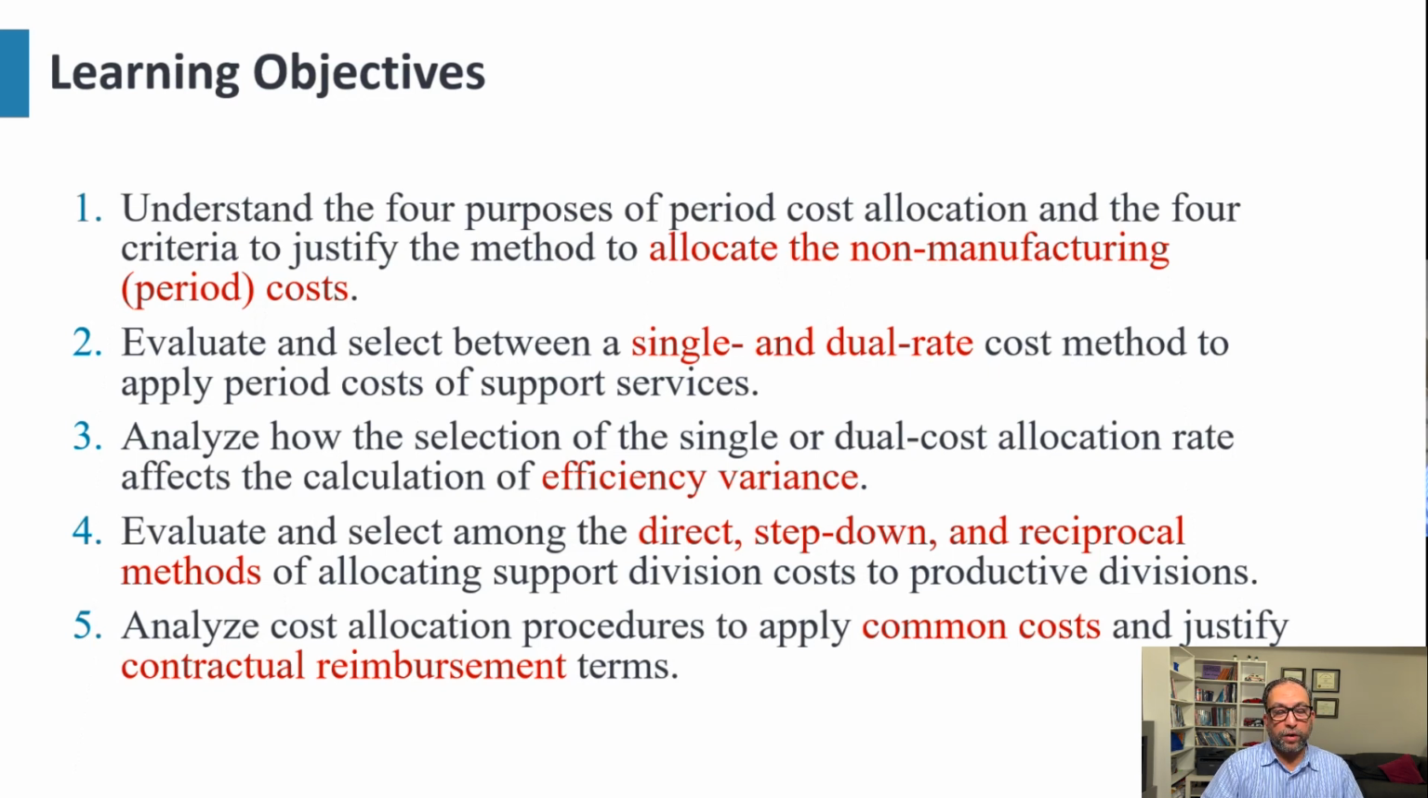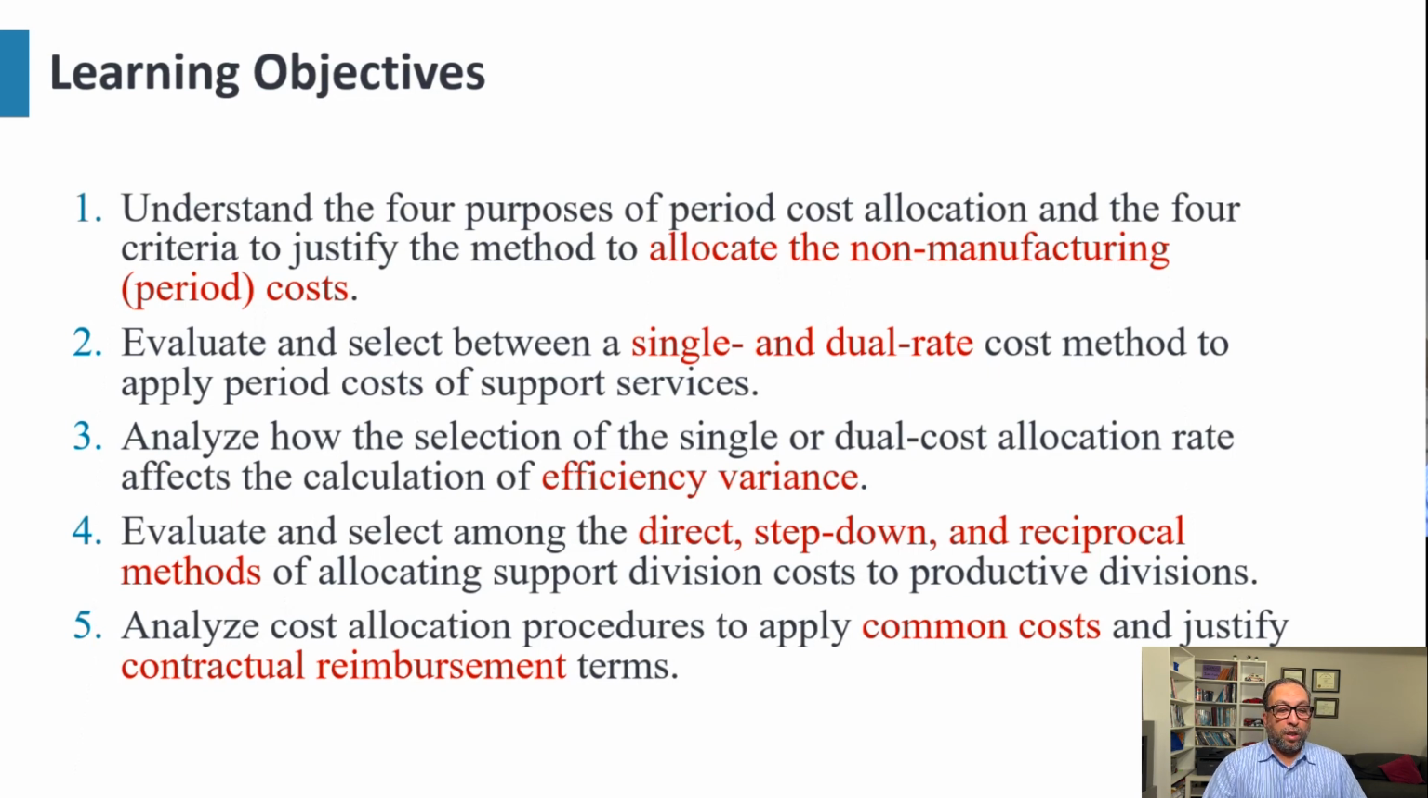One is single rate. It applies only one rate to the cost of the services department, whether it is a fixed cost or a variable cost. We apply the same rate and allocate their cost to the production department. There is also a dual rate system in which we use two different rates, one for the fixed cost of the services department and one for the variable cost of the services department.